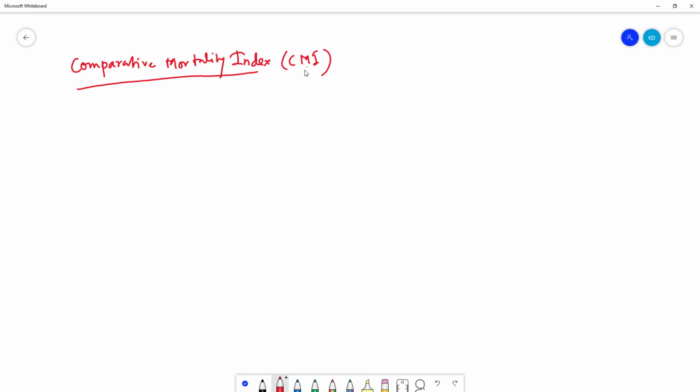Here use is made of a shifting set of weights in taking a weighted average of STDRs. We use a shifting set of weights in taking a weighted average of STDRs.